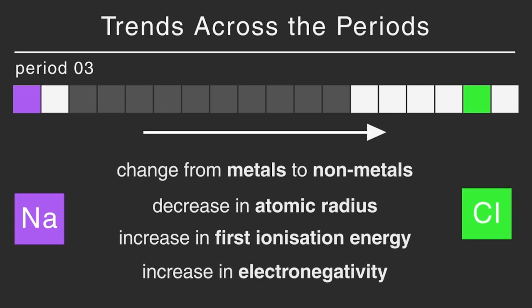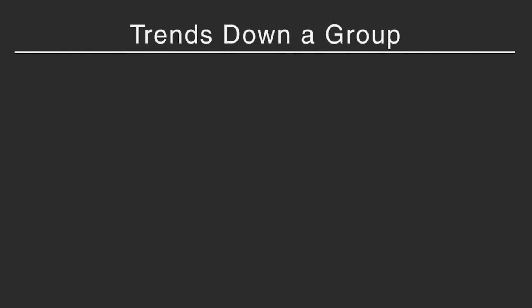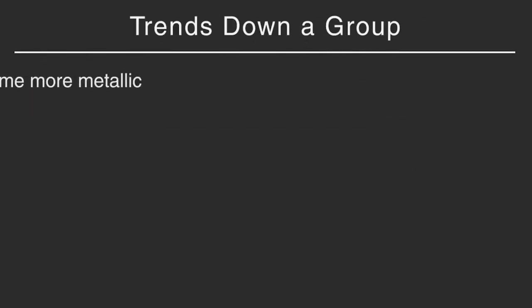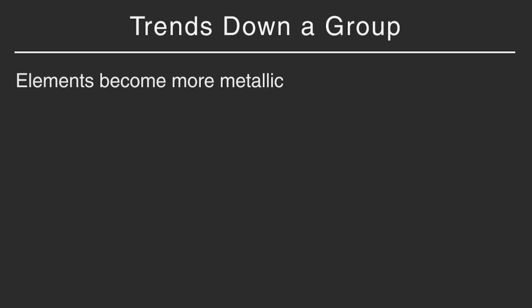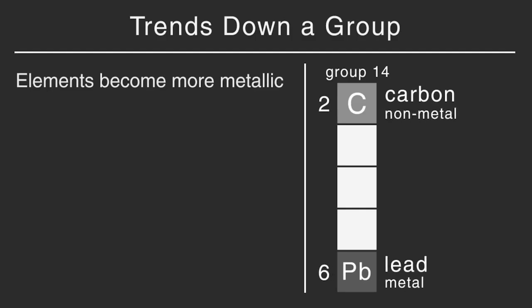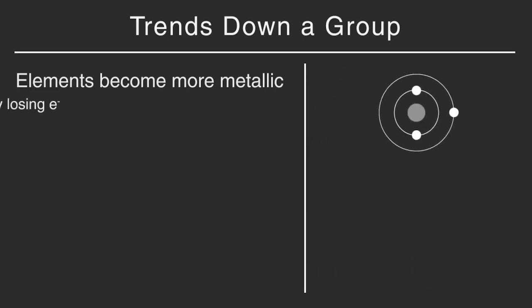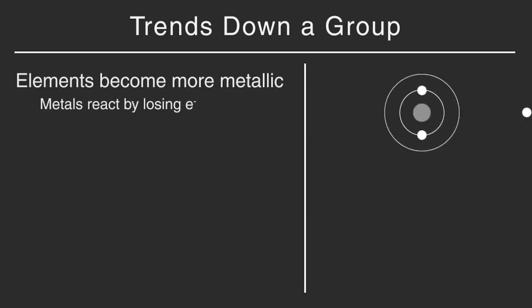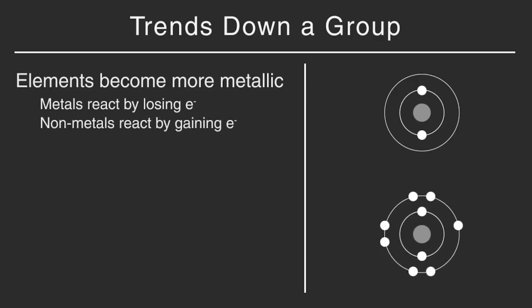And an increase in electronegativity, which means the attraction of a bonded atom for the pair of electrons in a covalent bond. Now let's look at the trends as we go down a group. Notice that the elements become more metallic. This is clearly seen in group 14, where carbon in period 2 is a nonmetal, but lead in period 6 is a metal. By the way, do you remember that metals are elements that react by losing electrons, and nonmetals are elements reacting by gaining electrons?